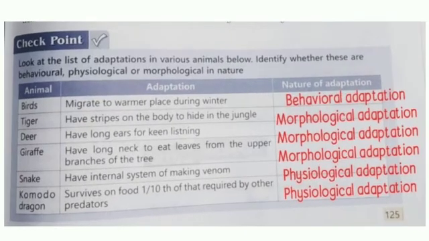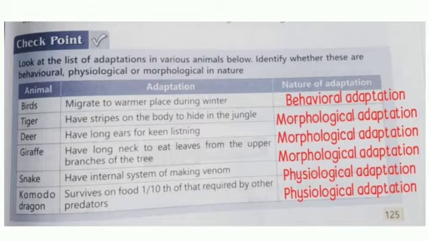This is the checkpoint. Look at the list of adaptations in various animals below. Identify whether these are behavioral, physiological or morphological in nature. First, birds. Here is a name of animals and adaptation, and you have to tell the type of adaptation, the nature of adaptation. Migrate to warmer place during winter.